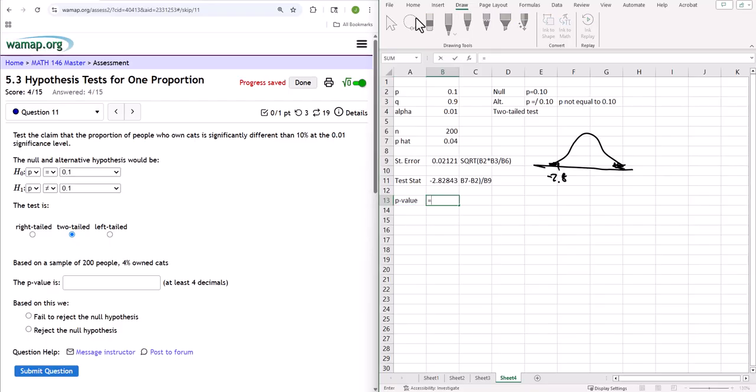In Excel here, I'm going to do 2 times the left tail. It's nice, it plays nice with us here. We can use a standard normal distribution, pop in my test statistic, and again, just let Excel do the work. Hit true.